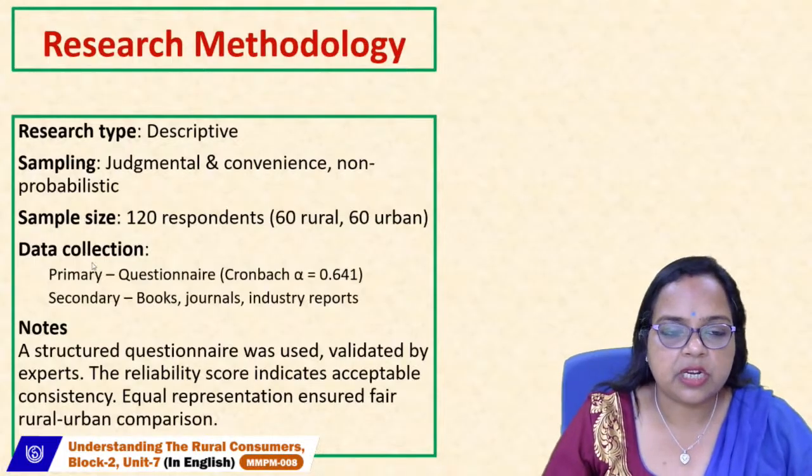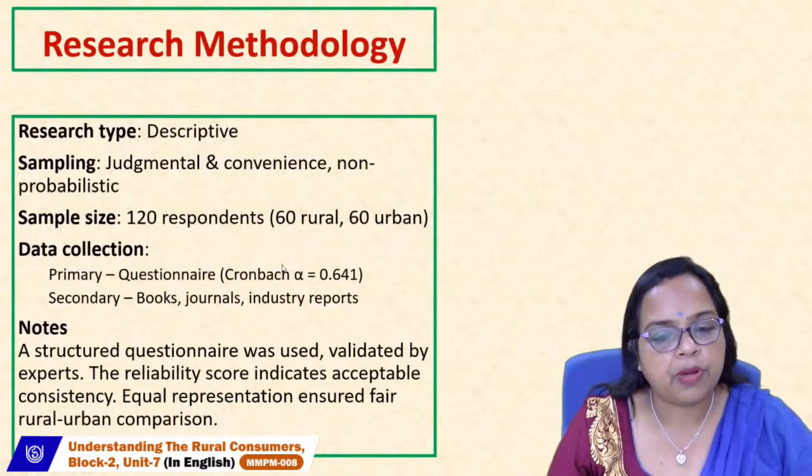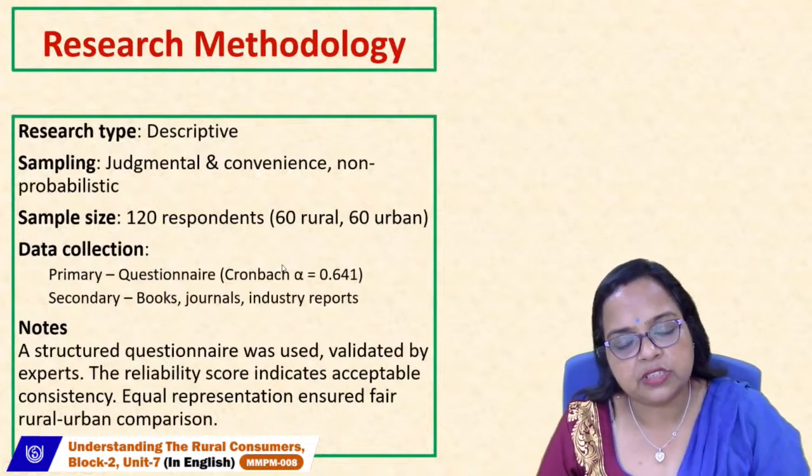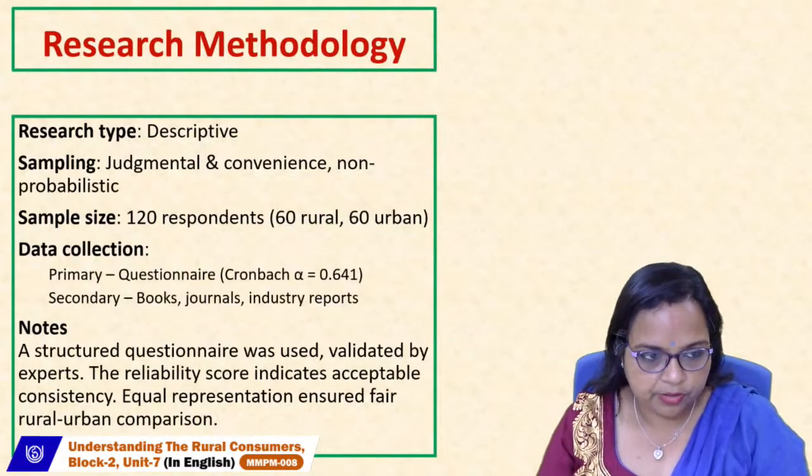So the next is data collection. You are preparing a questionnaire for your primary data. When you take the feedback of these people through a questionnaire, that becomes your primary data collection, having a Cronbach's alpha of 0.641. This is the reliability test, showing how reliable the answers they have given you are.